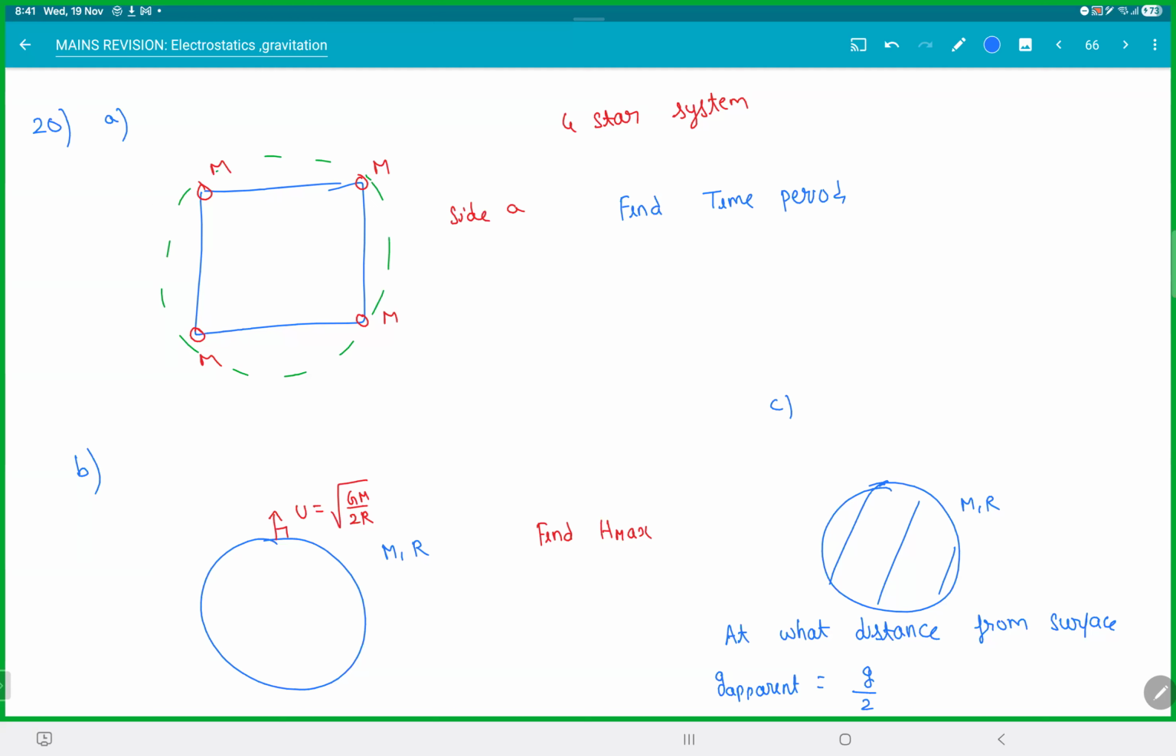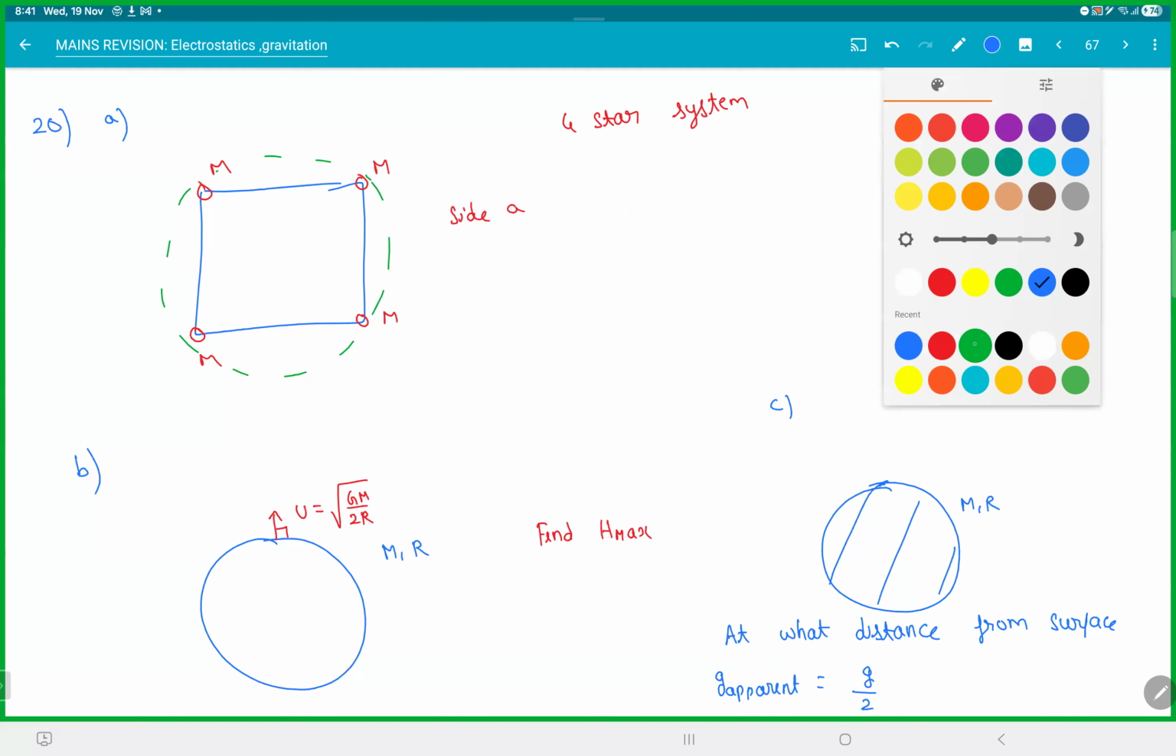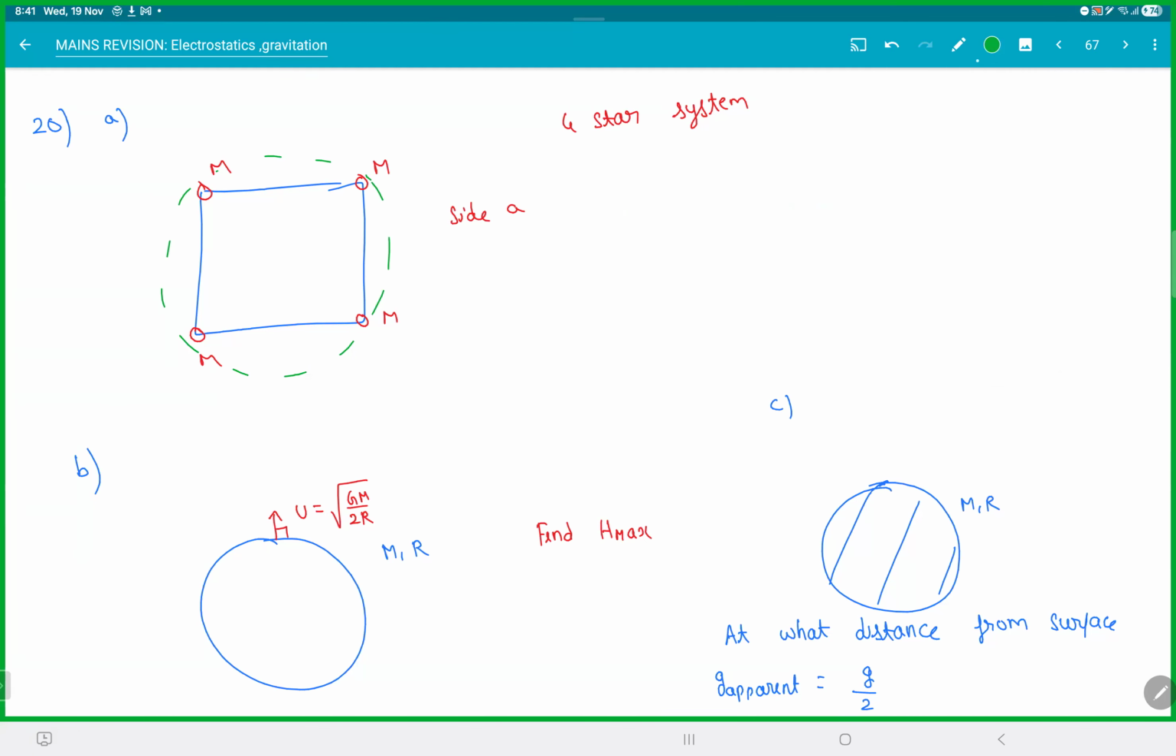How do we do this? So these other 4 stars are going to attract it. Let this be force F. Force F is GM square by a square. This also will be force F, and this one, the distance is a root 2, so this force will be F by 2.